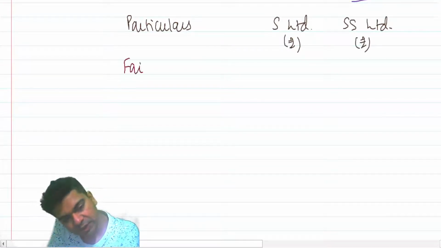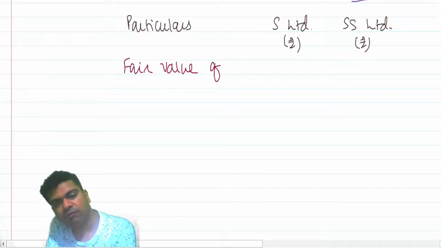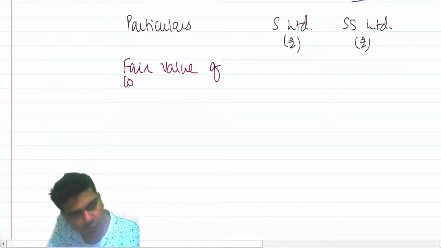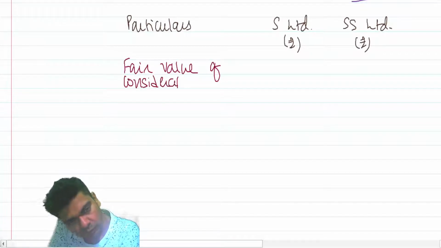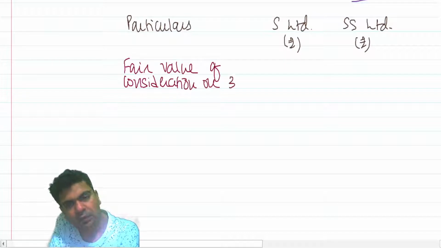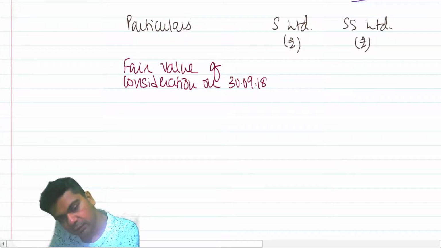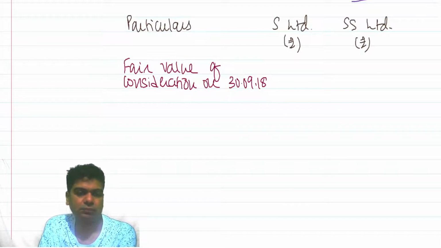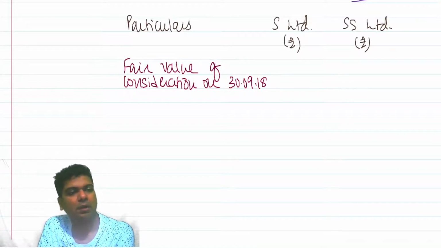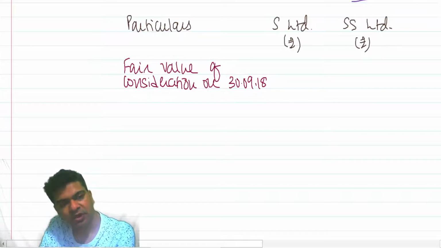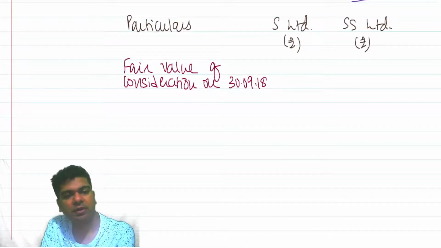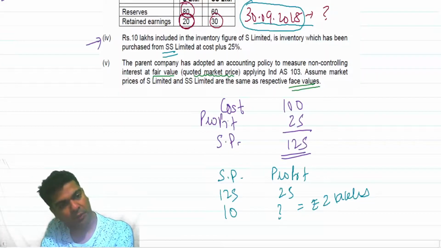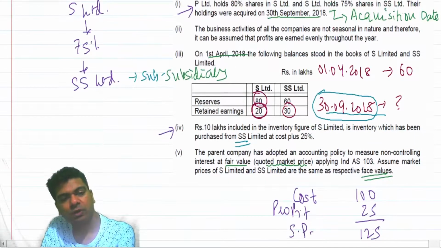We start with fair value of consideration on 30th September 18. Fair value of consideration on 30th September 2018. Check with the question.